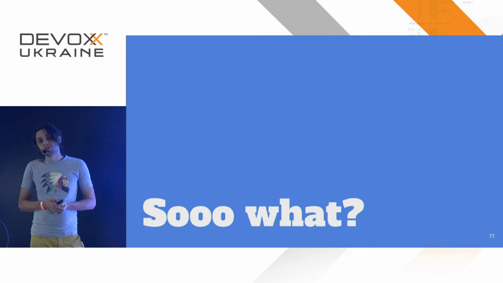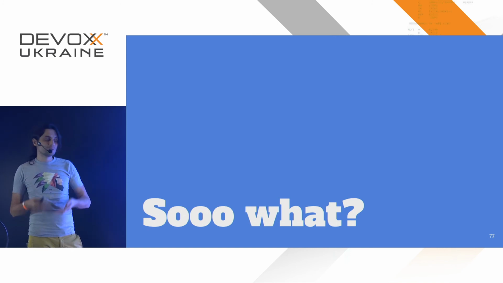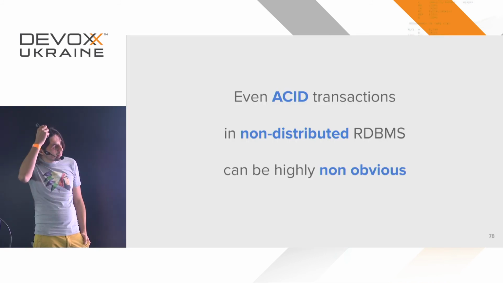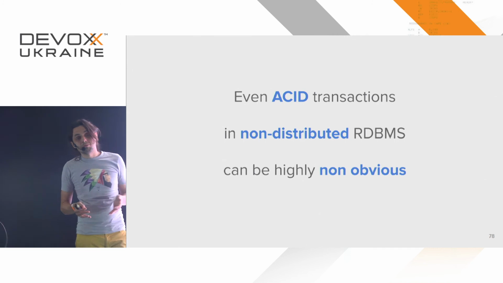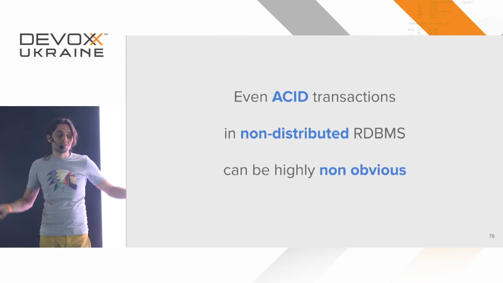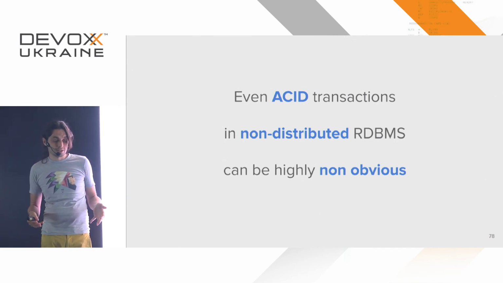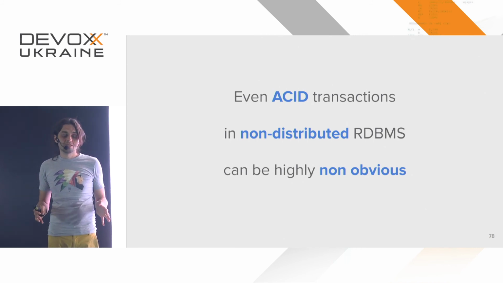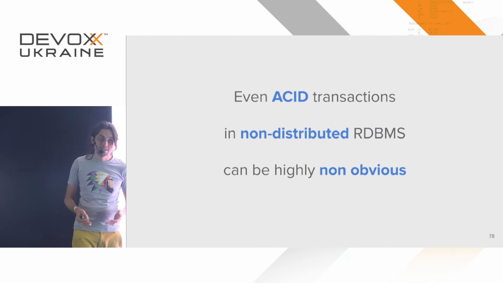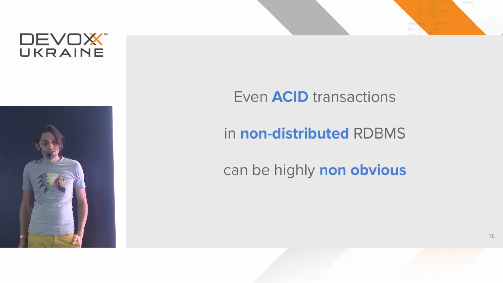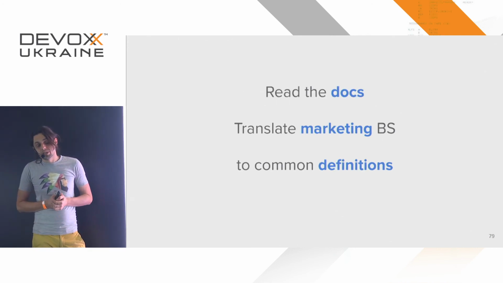So, what can all of this give us? What can we learn from that? Well, I think the first notion is that it's good to remember that even the things that we take for granted, as well-known ACID transactions, are not always so obvious, and there are quite a few subtleties and caveats that we should be careful about.